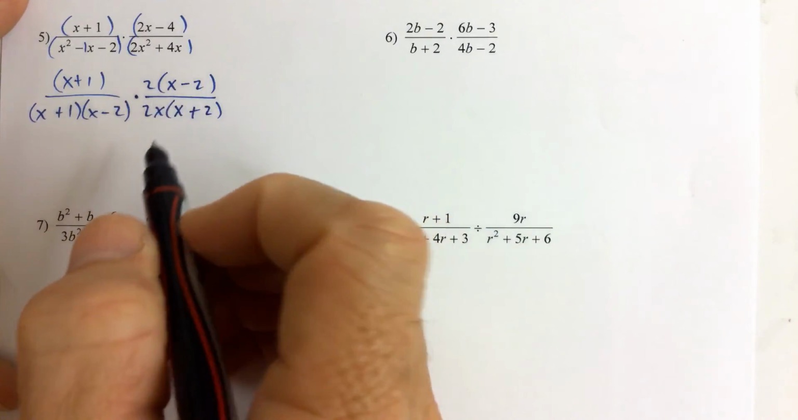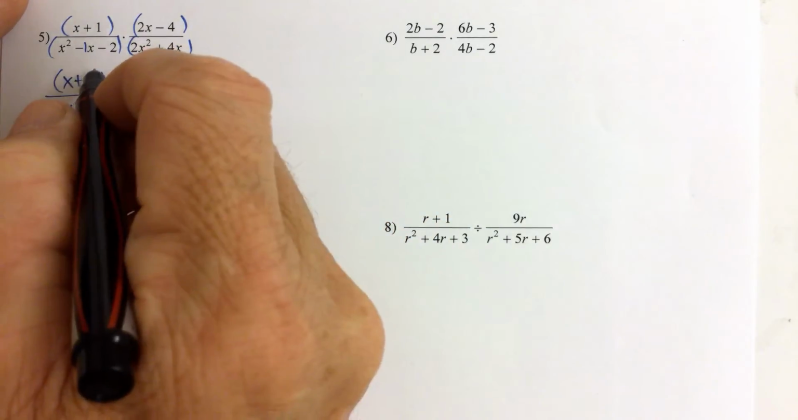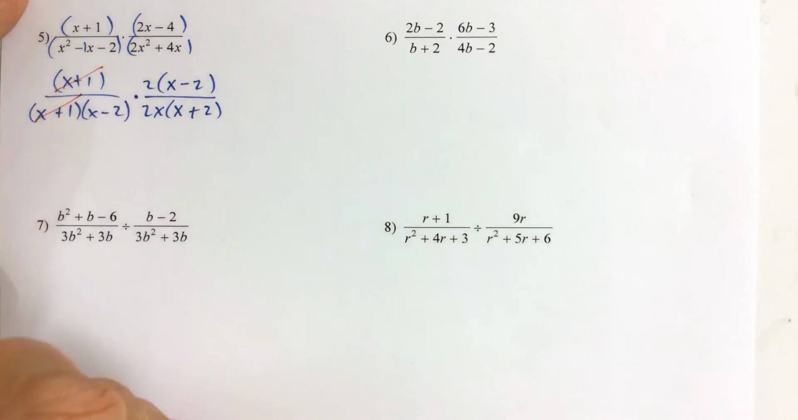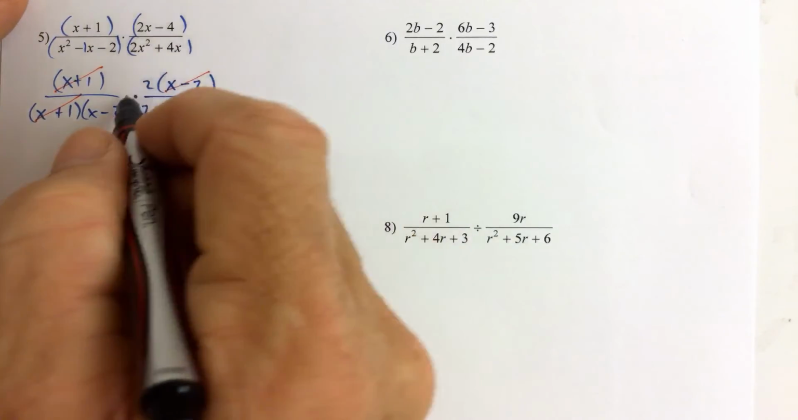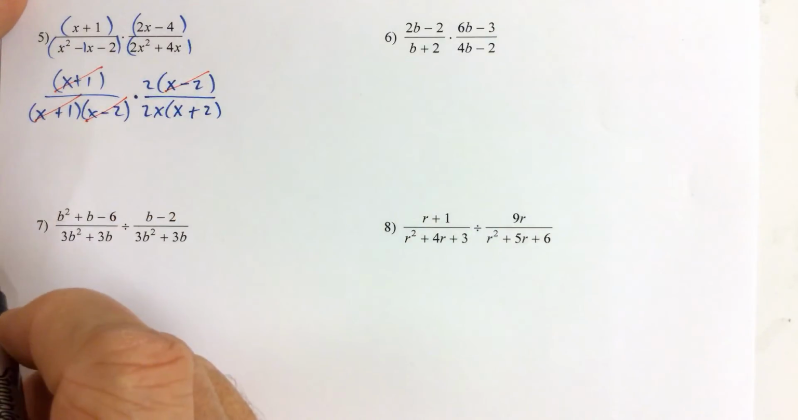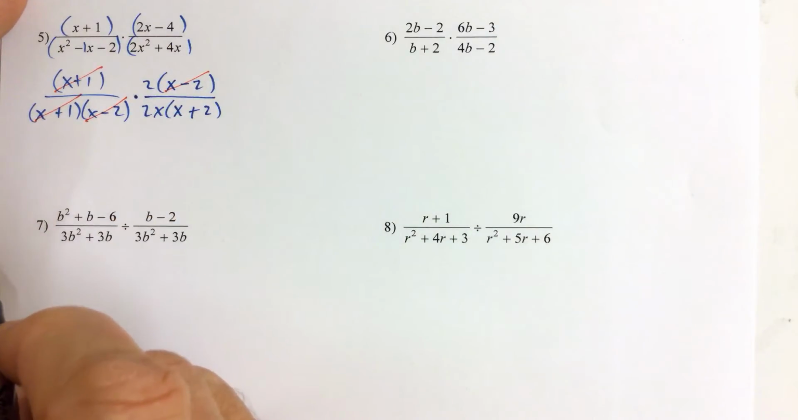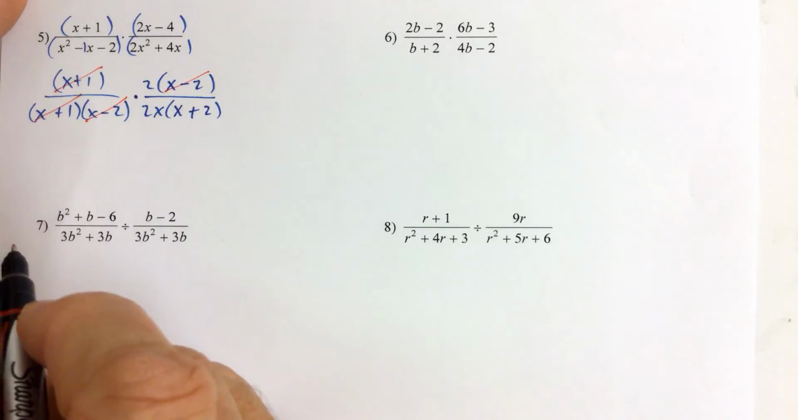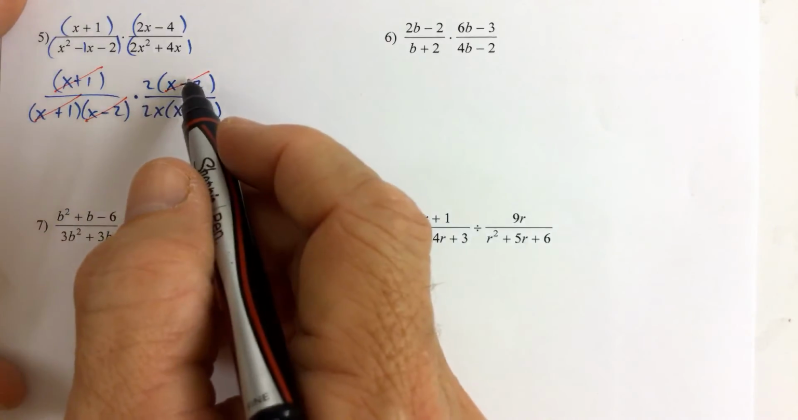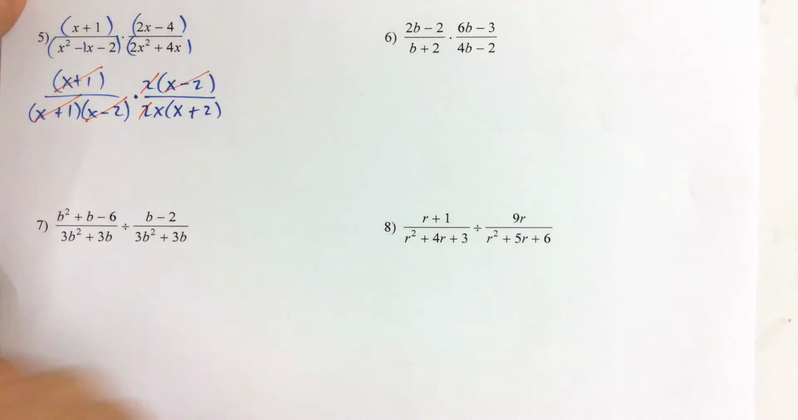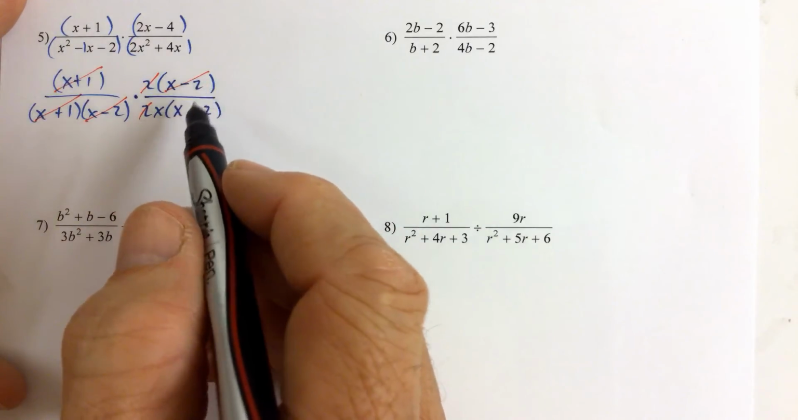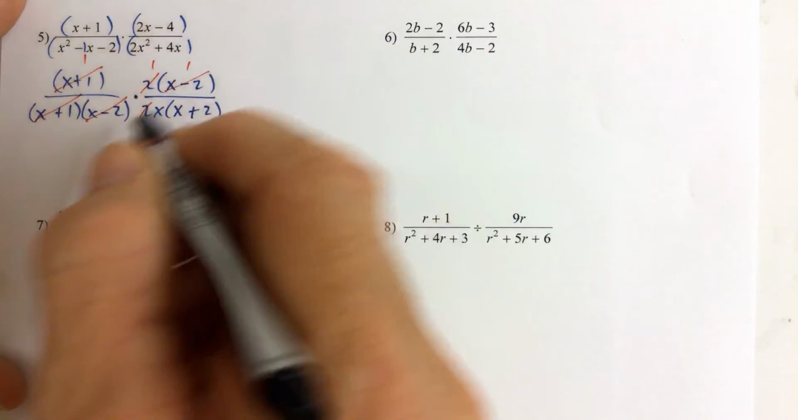If you can get to this point here, the rest is generally fairly straightforward if you're good with canceling like factors. x plus 1 on top and bottom. We've done this in every single problem, in both parts, both videos. And so we have an x minus 2 up on top and bottom. We see a 2 up on top and bottom. And we don't have any more factors up on top, so we are done canceling.